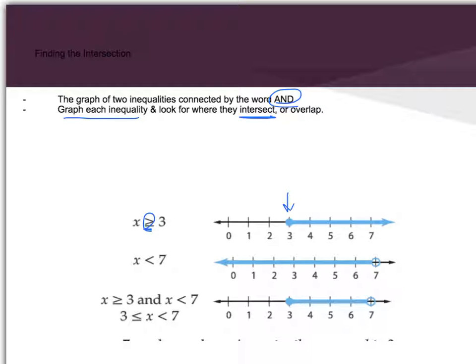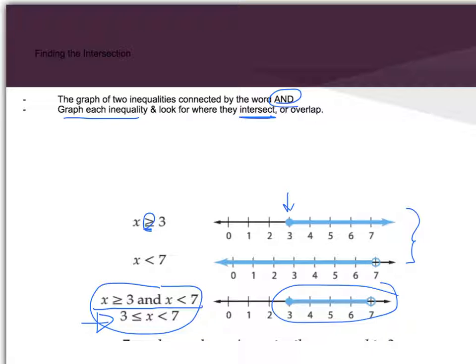Now if we were to put those two together, remember, you can write it either way. x is greater than or equal to 3 and x is less than 7. Or we can write it like this: 3 is less than or equal to x, which is less than 7. If we were to just graph them on the same number line, we'll have this piece right here, and this is called the intersection of the two graphs.